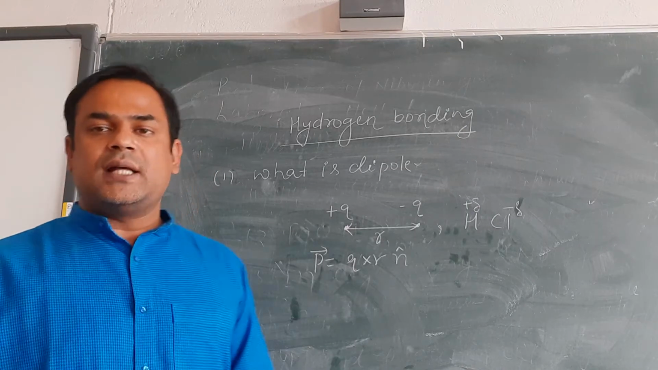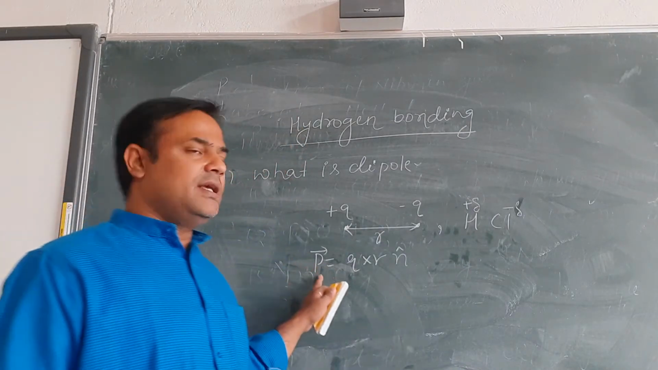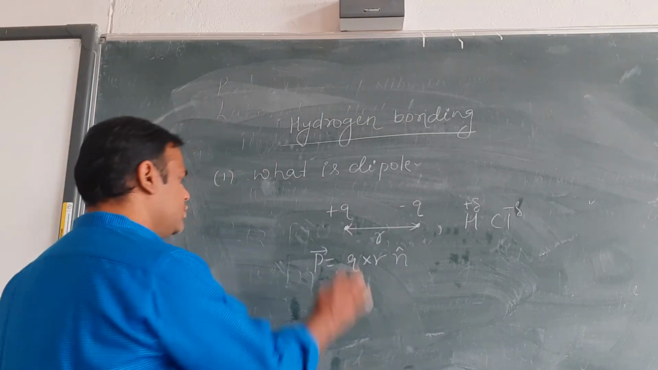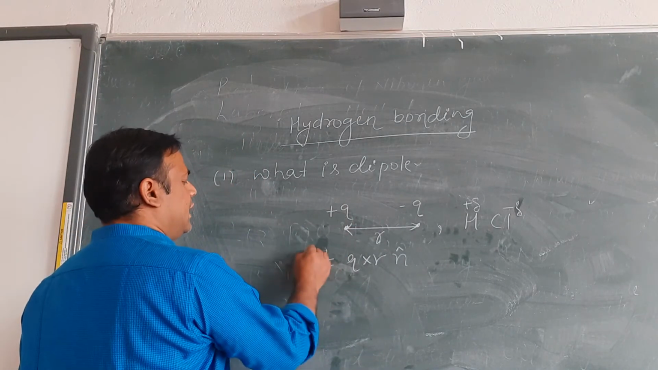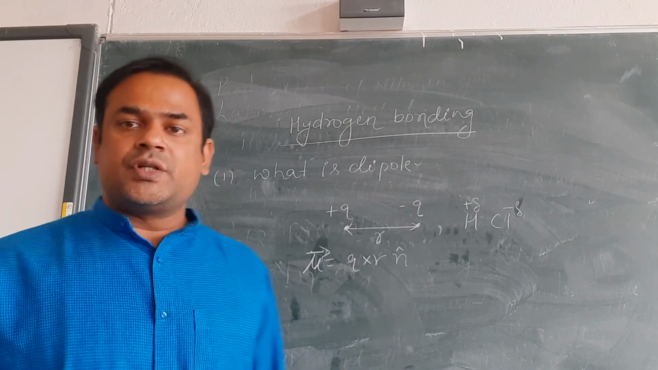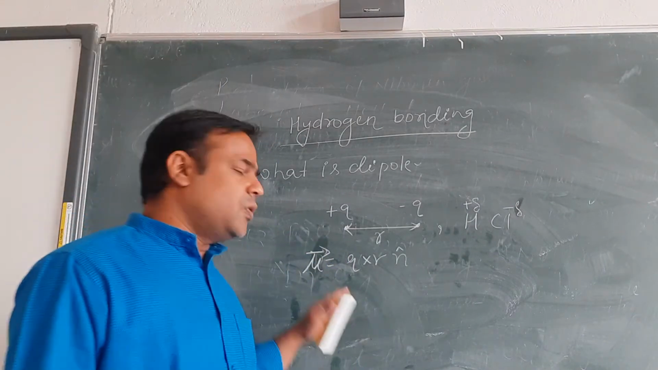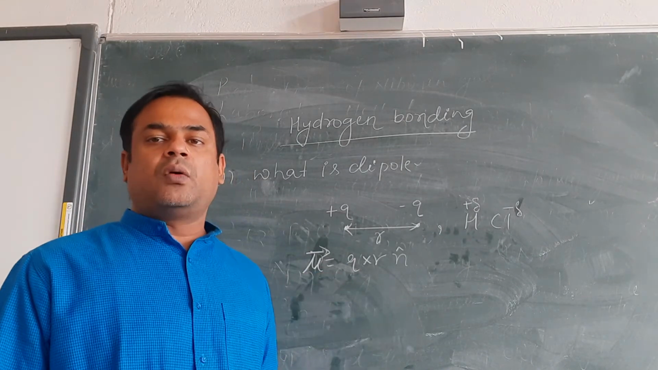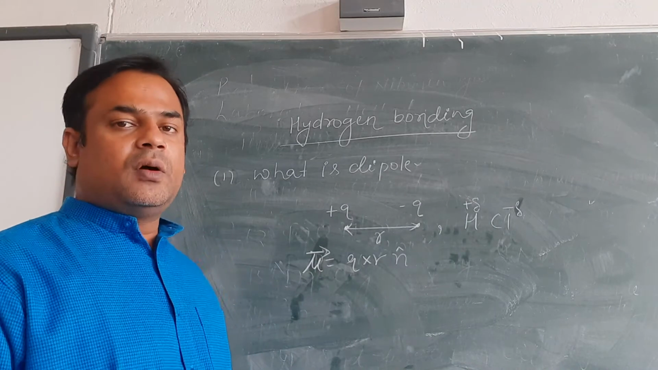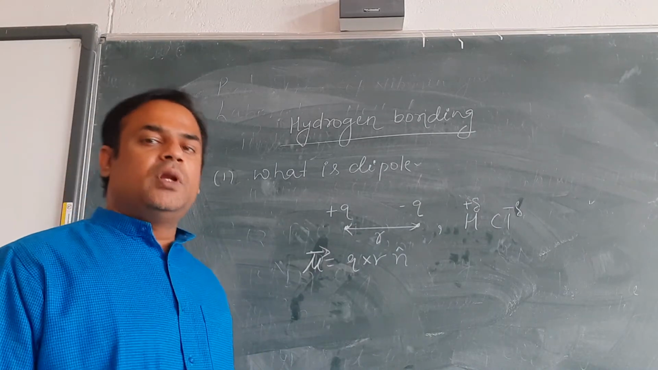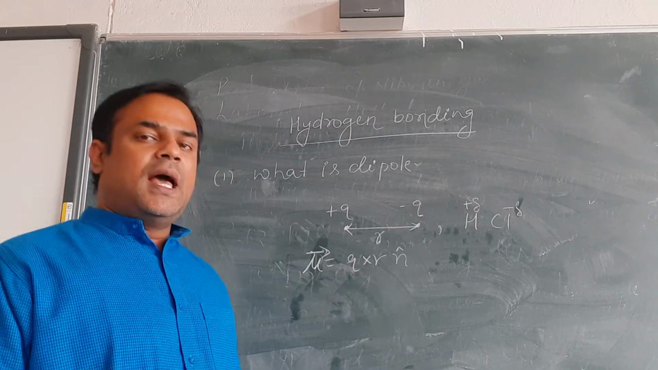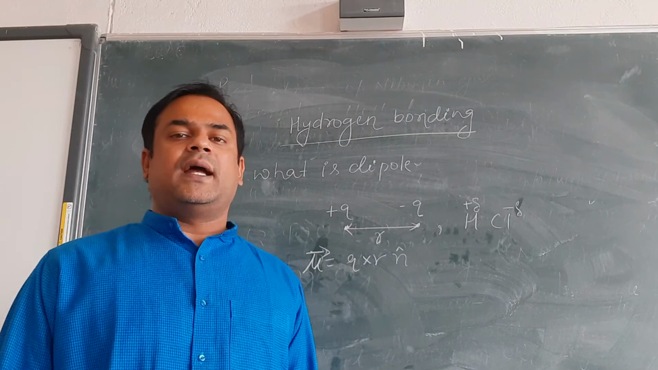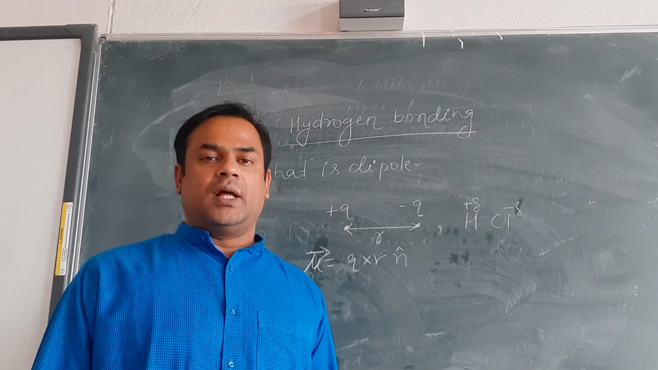If any molecule has dipole moment vector, this notation is used in physics. In chemistry, usually we use the notation mu. So when we say dipole moment mu, it decides whether the molecule is polar or non-polar. If the net dipole moment of any molecule is 0, then that molecule is said to be non-polar, and if net dipole moment is not equal to 0, it has some magnitude, in that case molecule will be polar.